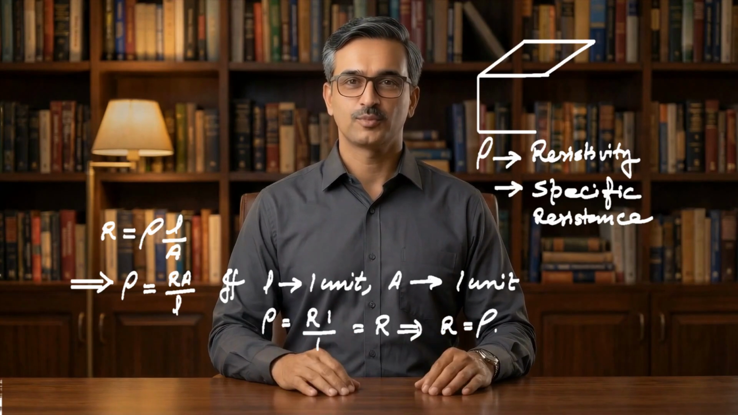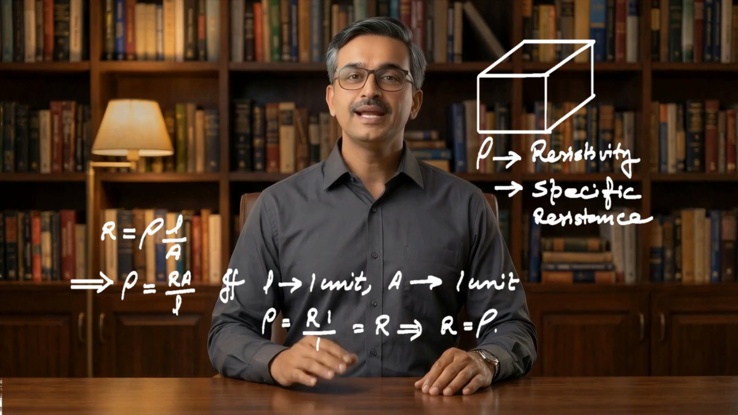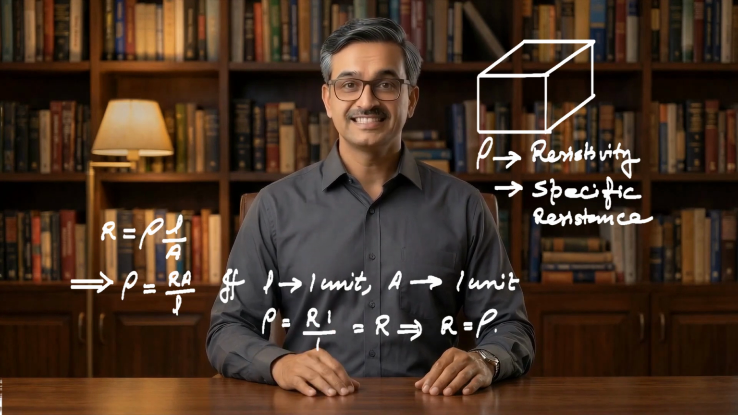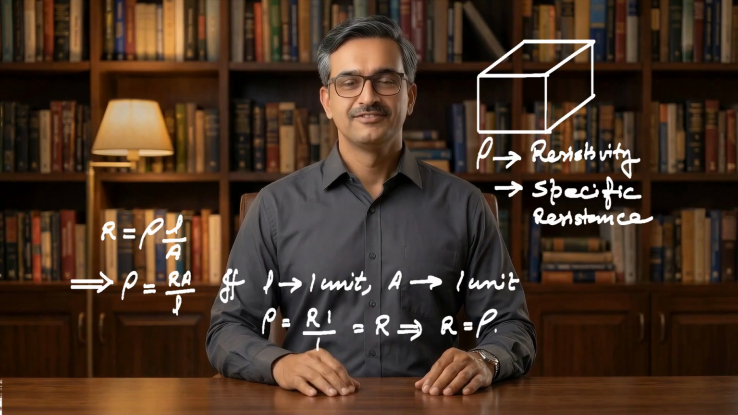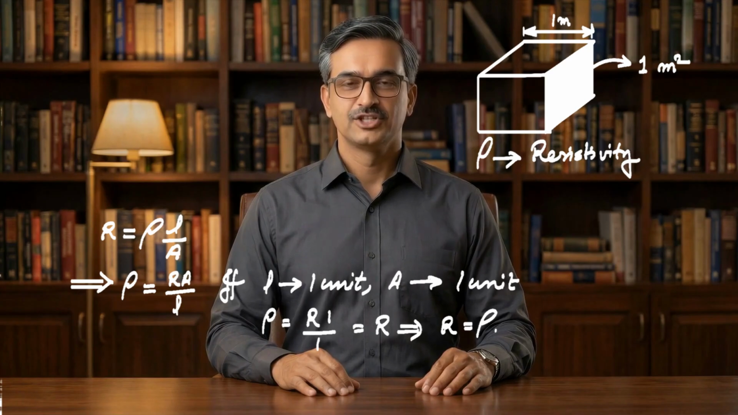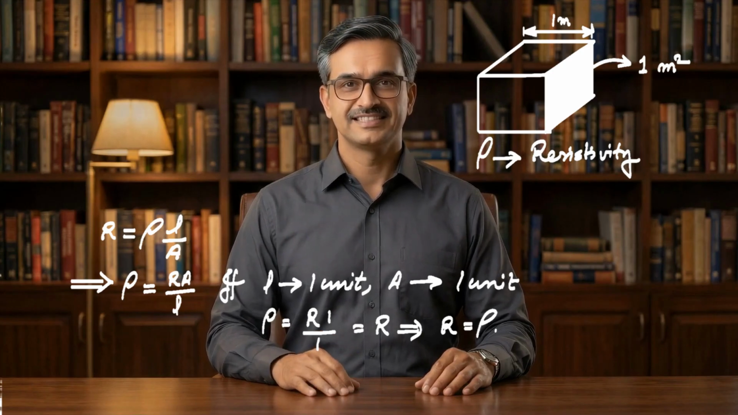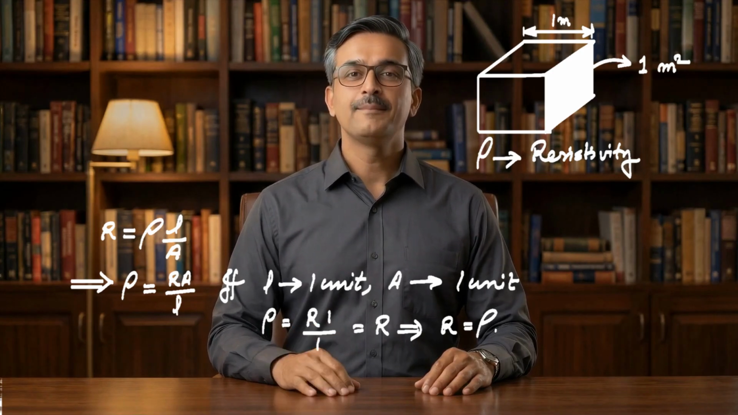Now think about a cube of unit length. A cube of unit length automatically has unit cross-sectional area. So we can also say that resistivity is the resistance measured between two opposite faces of that cube. Now suppose this is a conductor of unit length, say 1 meter, and the cross-sectional area of this conductor is 1 square meter. If we measure the resistance of this conductor using a multimeter, whatever resistance value we get, that is the resistivity of the conductor at that ambient temperature.